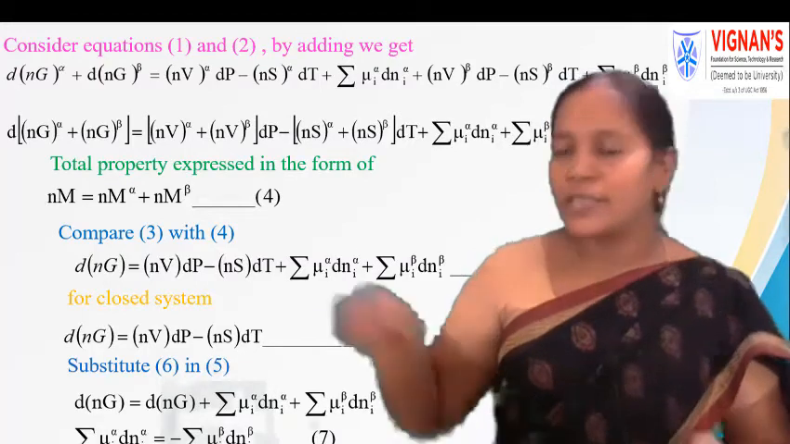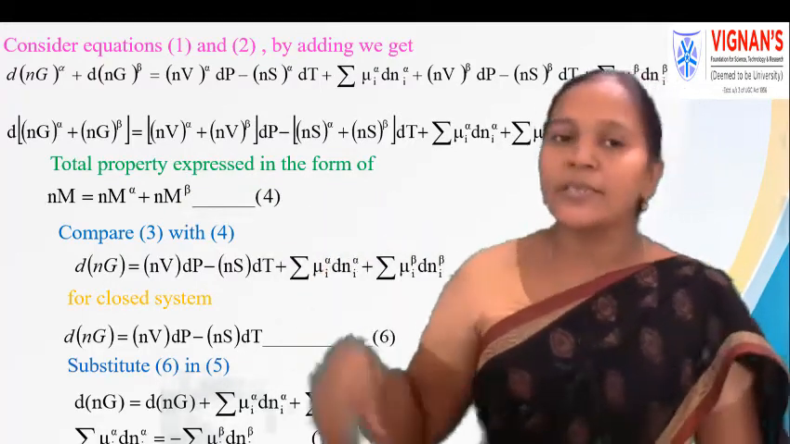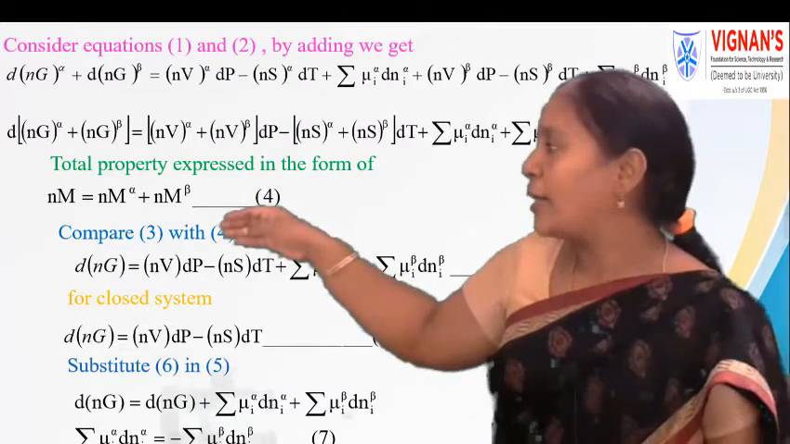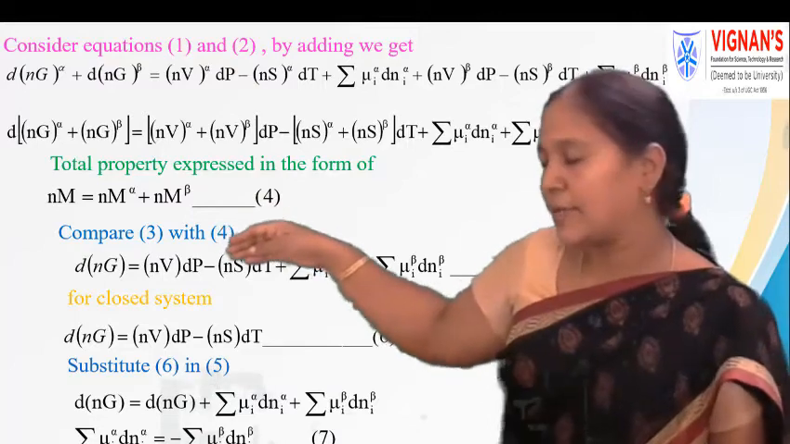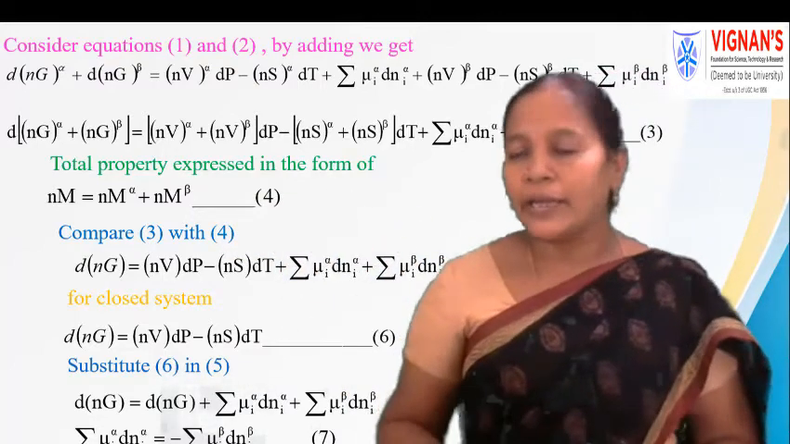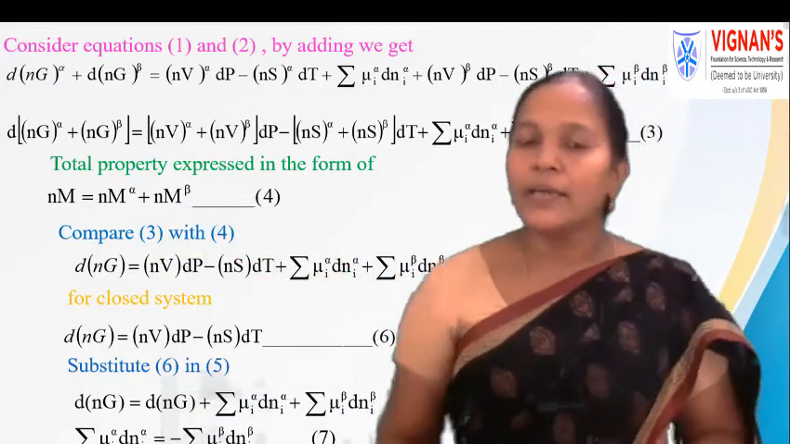On both sides of this equation, the d of nG term gets cancelled. Then sigma mu i power alpha into dni alpha equals minus sigma mu i beta dni beta, which is indicated as equation 7.